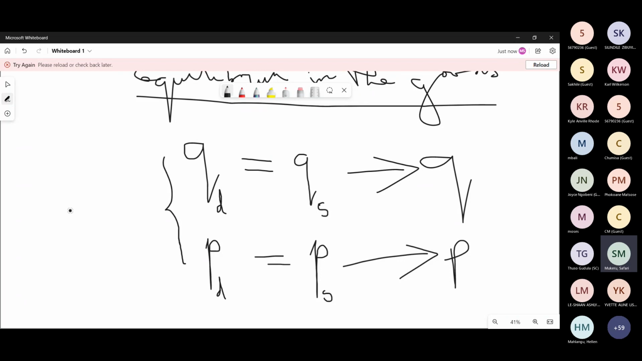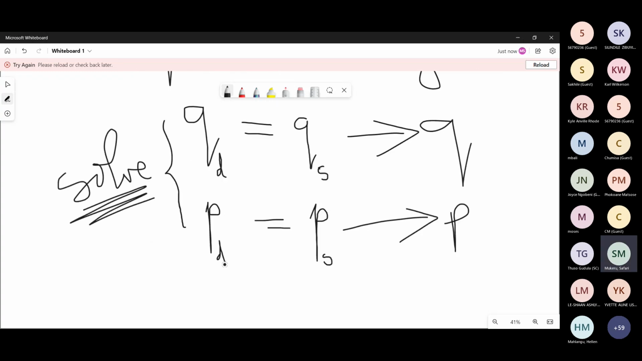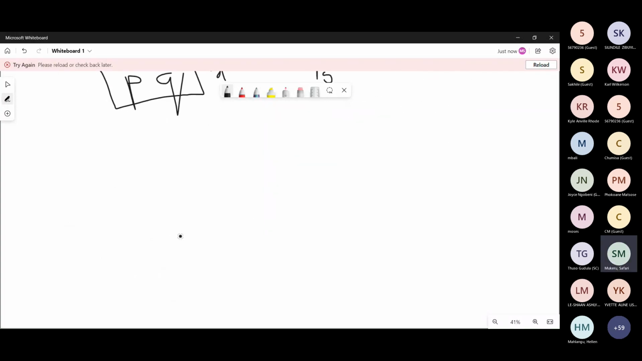Now, when we solve this system of equations, we find the value of P and the value of Q at equilibrium, right? P will be the price at equilibrium and Q the quantity at equilibrium. Let's take an example given on page 18, right? Page 18.